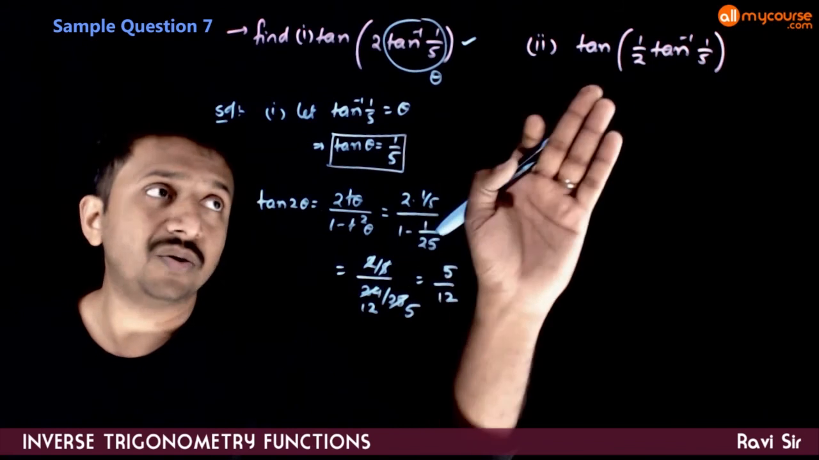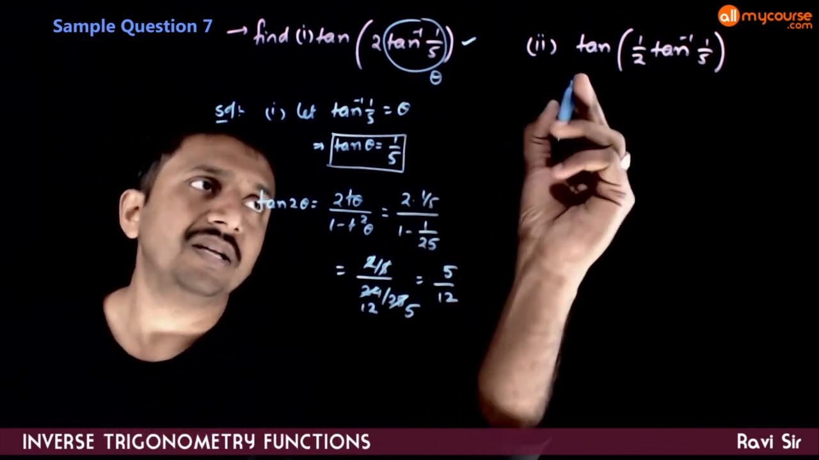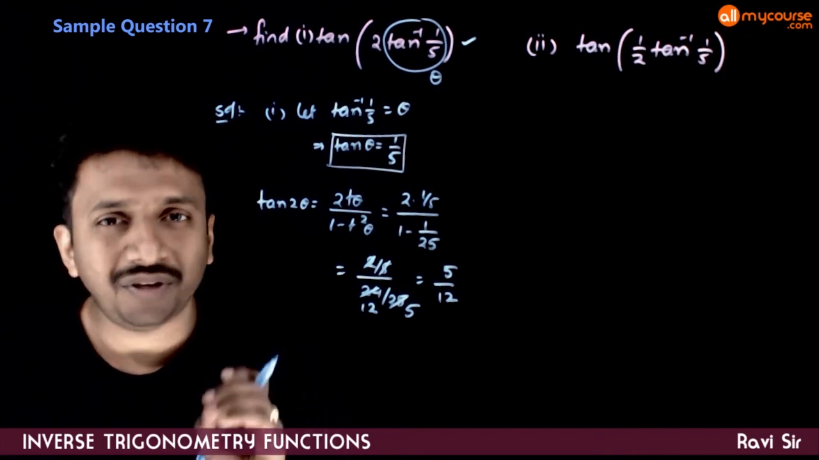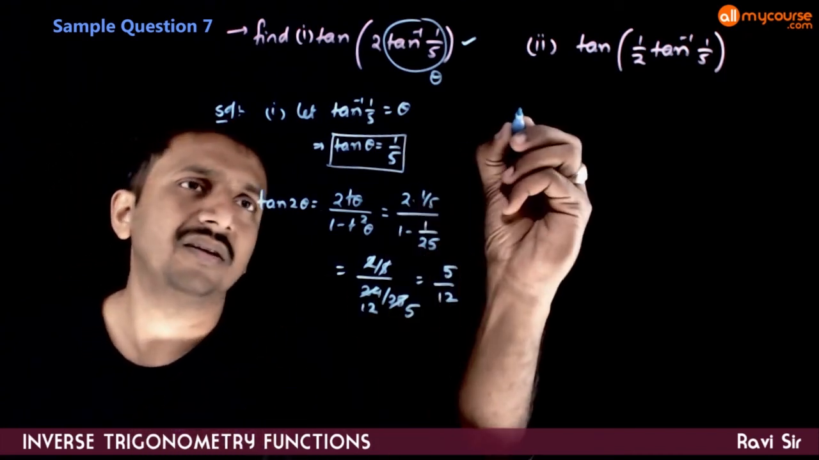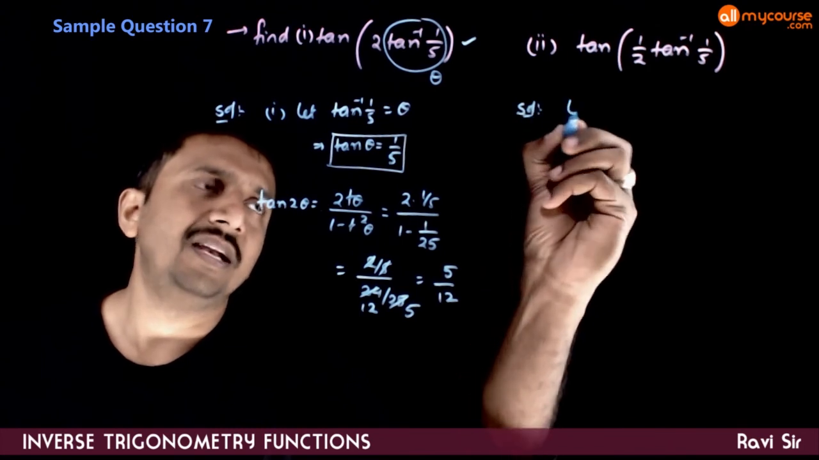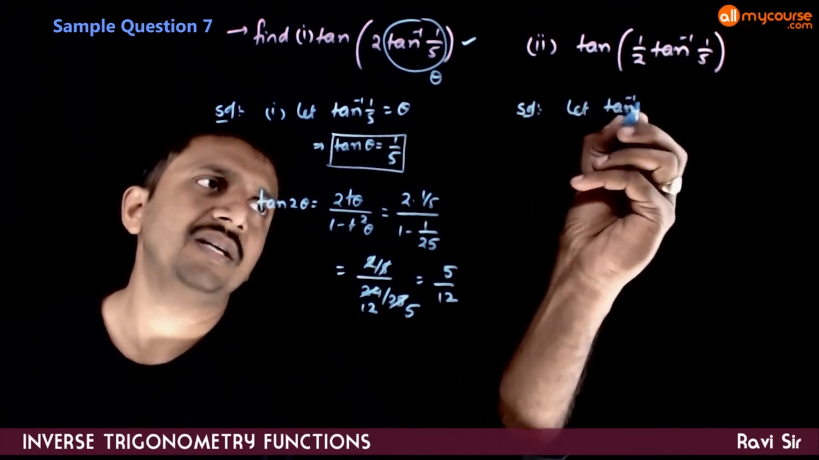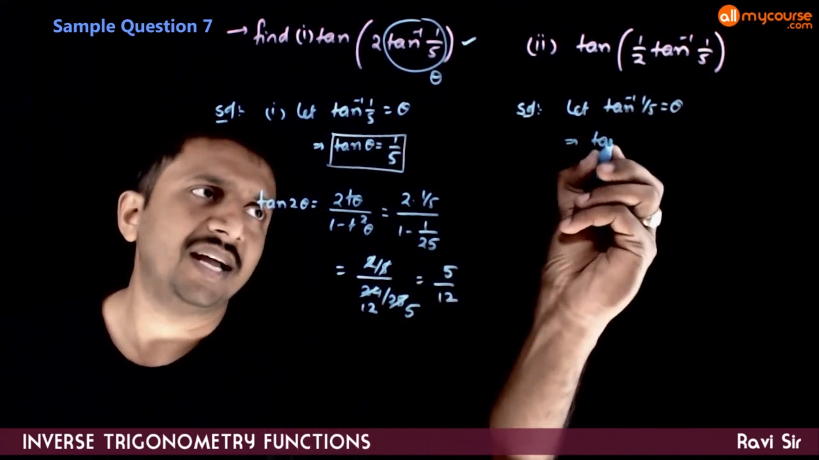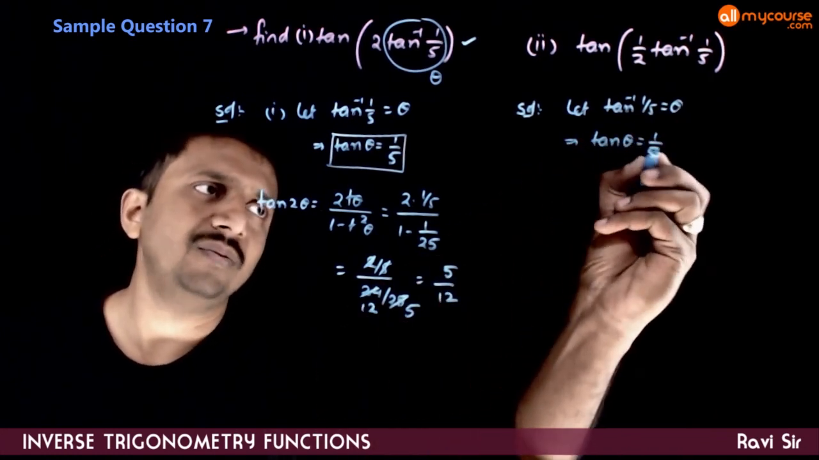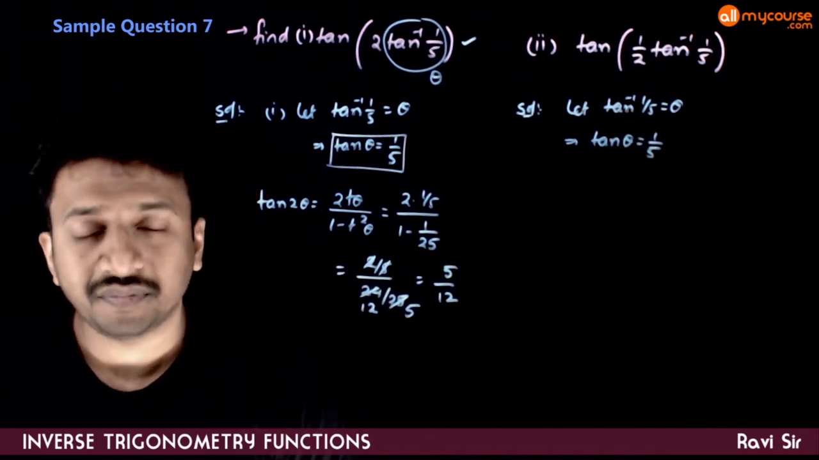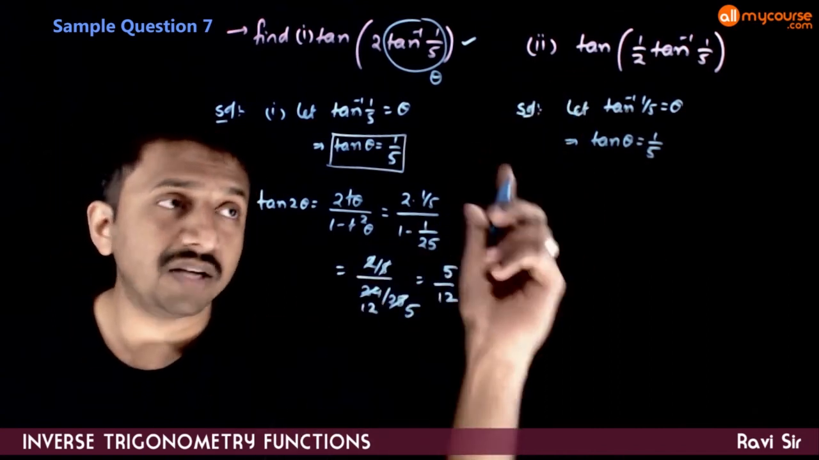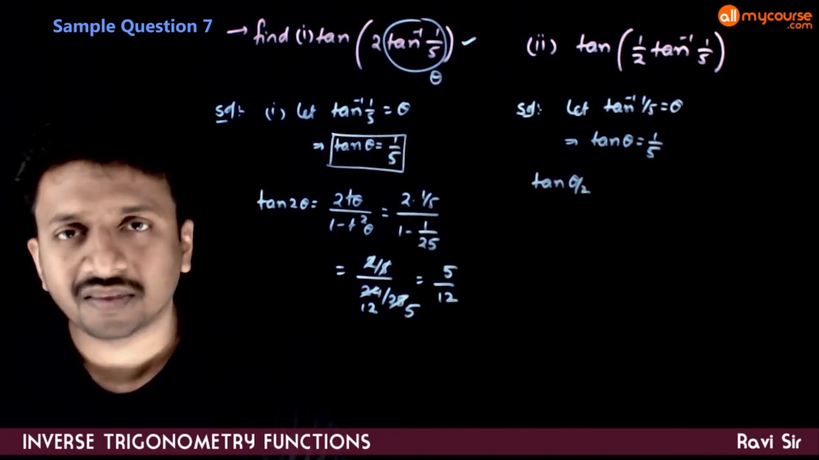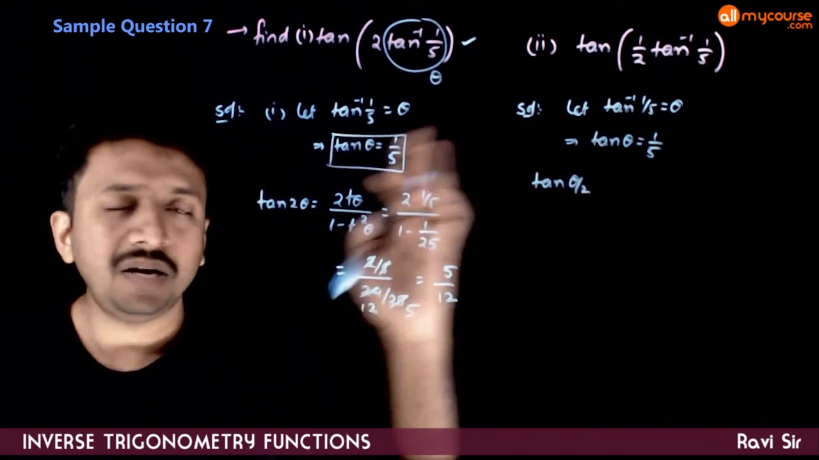Next, let us go to this question. Tan of half tan inverse 1 by 5. Here also we use exactly the same process. Let tan inverse of 1 by 5 be equal to theta, which implies that tan theta is equal to 1 by 5. Now, according to the question, you need to find tan theta by 2 this time. So, can you find tan theta by 2 in terms of tan theta?